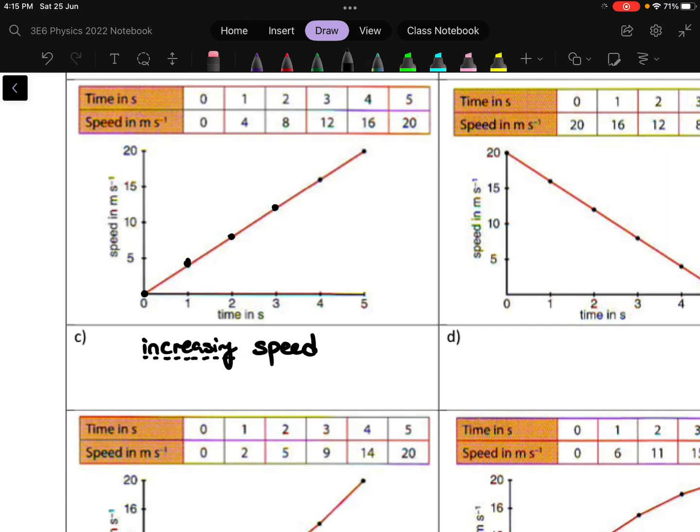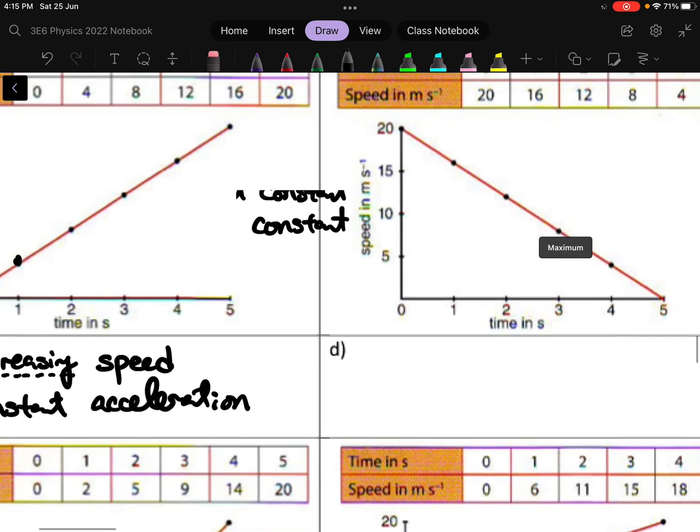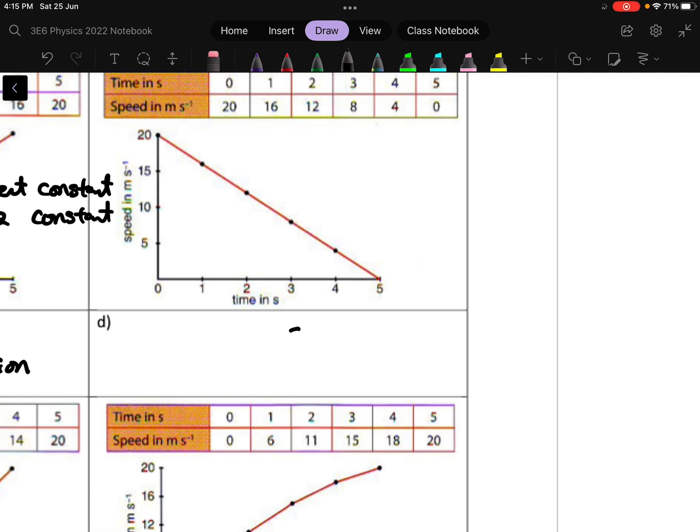How about its acceleration? So we look at the gradient, no? Right? So here the gradient is constant, so we say that the acceleration is constant as well, right? Yeah, and in exam, if they require you to give more detail, you can even calculate what is the acceleration here, right? We can calculate the gradient, yeah. Okay, how about this one?